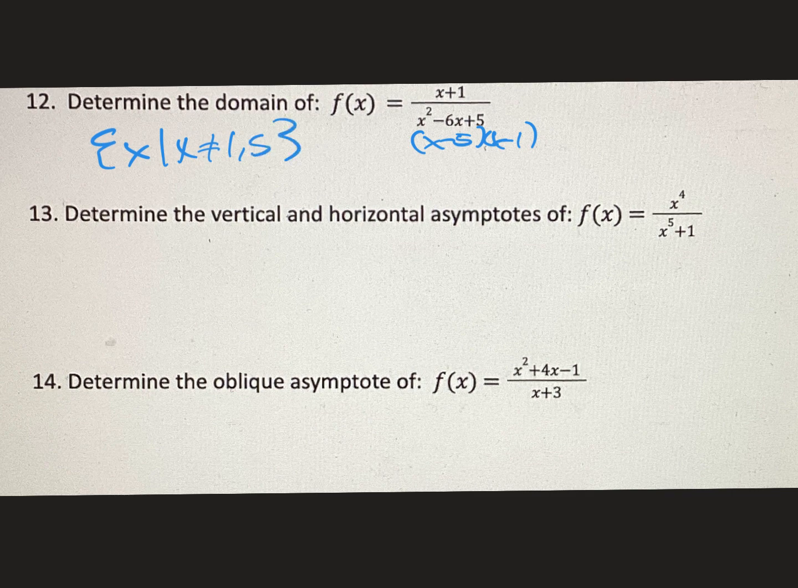13, determine the vertical and horizontal asymptotes. First of all, vertical, whatever makes the bottom 0.